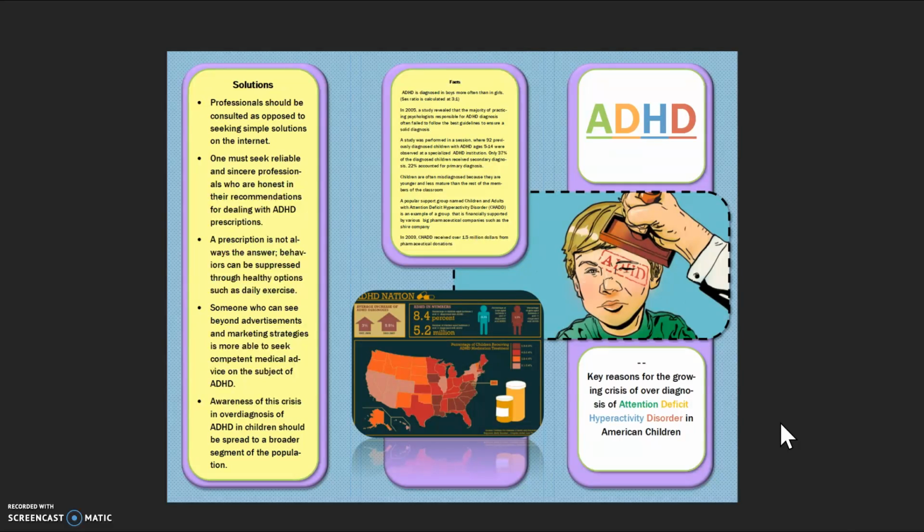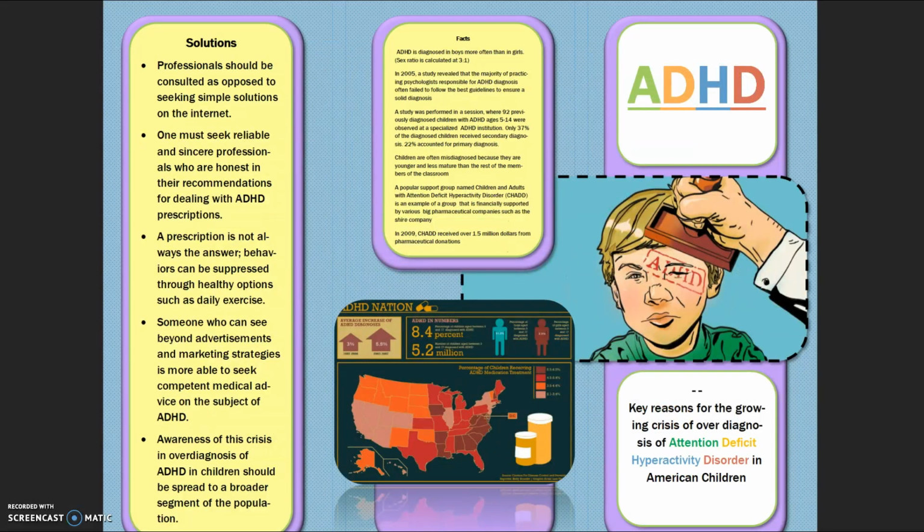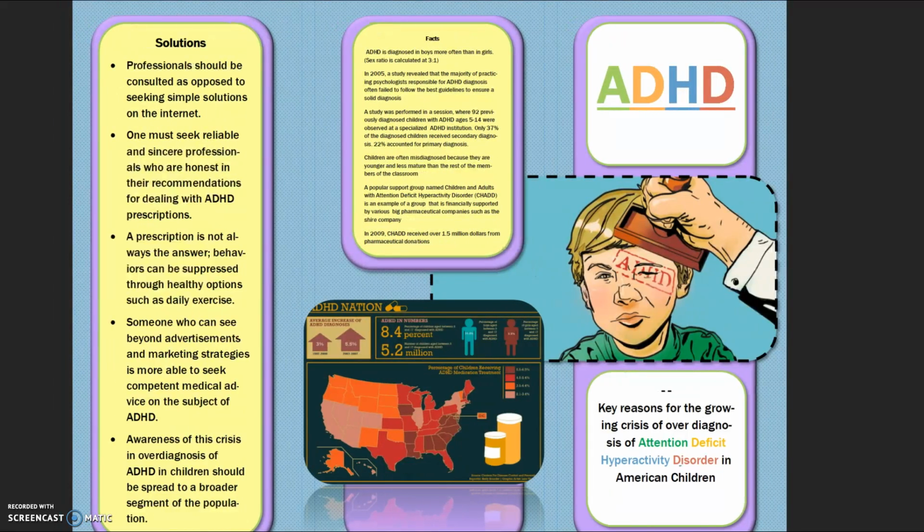Okay, so this is a brochure that talks about what ADHD is and a problem that has been going on, and it has to do with the increasing prevalence of ADHD diagnosis in America. So there's my title. There's my heading right there: Key reasons for the growing crisis of ADHD in American children. We have some facts and solutions that we can discuss later if I have the time for the program that I'm using, or you can simply pause the video and look at the information here.